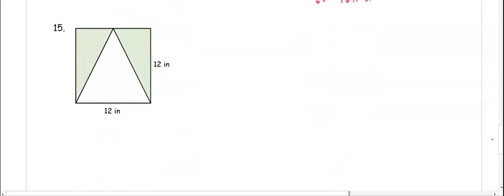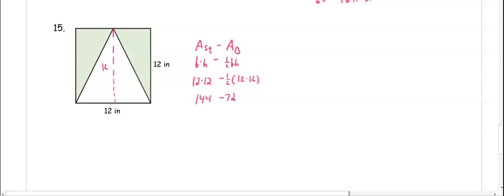In 15, we have a square minus the area of a triangle. So our square is base times height, which would be 12 times 12, 144. Our triangle is 1/2 base times height. So our base is 12, and because the triangle is reaching from one side of the square to the other, we know the height's also 12. So we would have 1/2 of 12 times 12, which would be minus 72. These are both numbers, so we can subtract them. So we would get 72 inches squared.